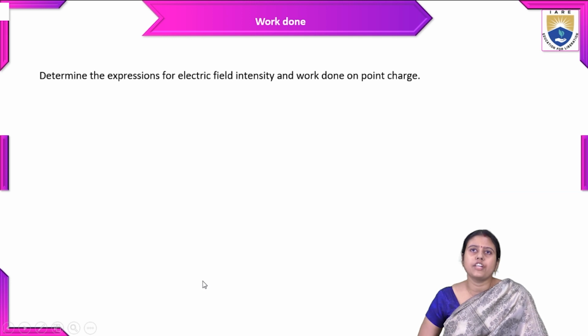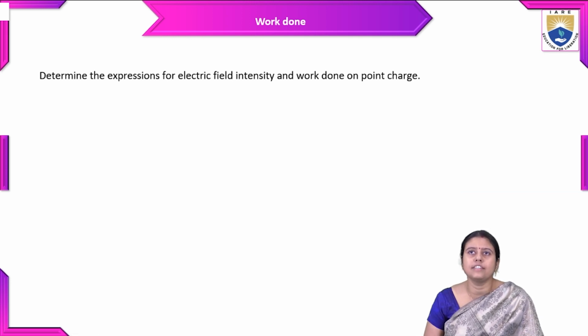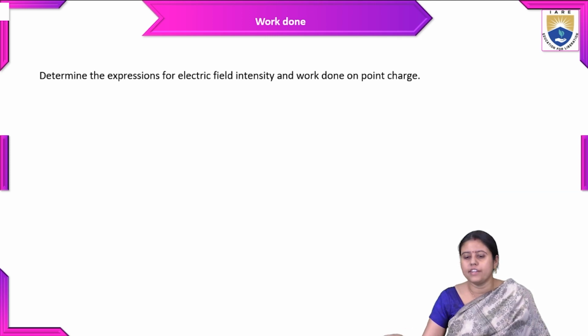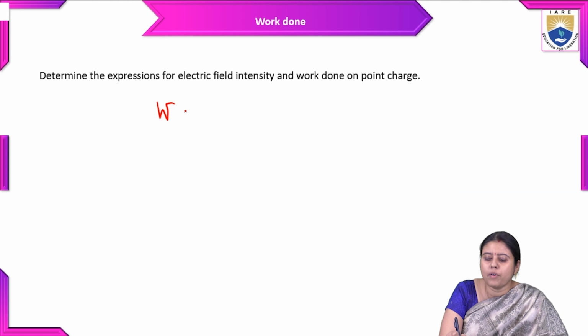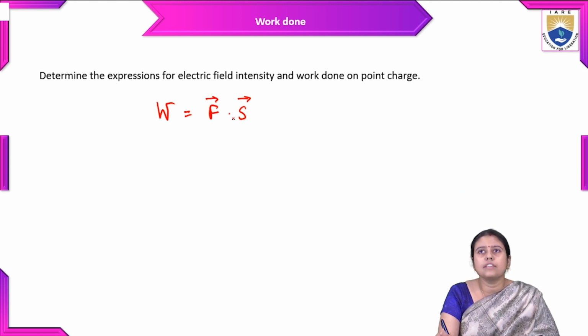Determine the expression for the electric field intensity and work done on the point charge. We have to calculate the expression for the electric field intensity and the work done for a point charge. So what is the meaning of the work done? Work done means the force into displacement.